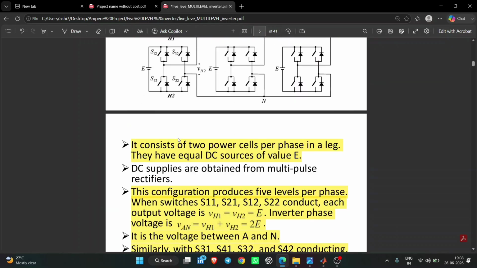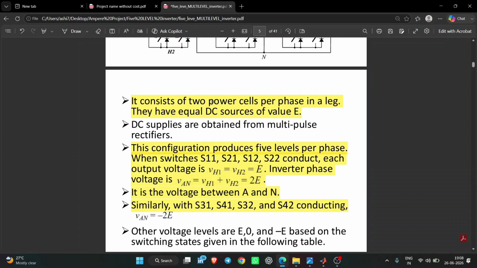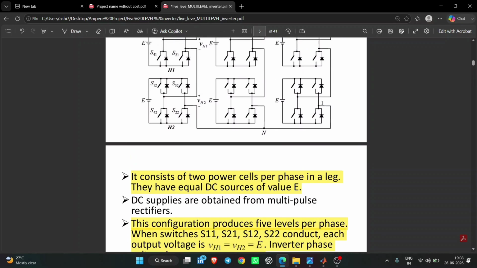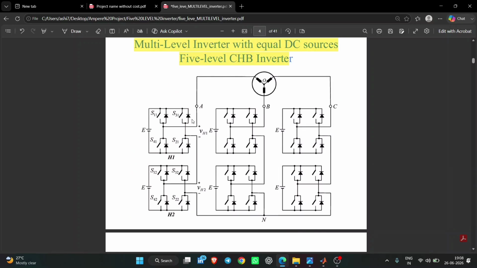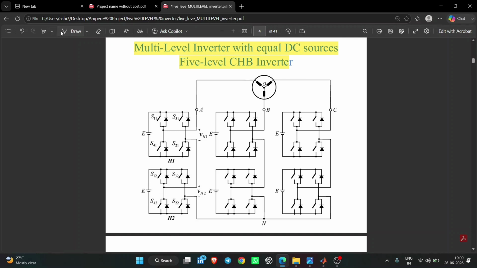Now let's go to some concepts. It consists of 2 power cells per phase in a single leg, meaning a phase is carrying 2 H bridges. To get the 5-level output, suppose E is one level, you will see a waveform like this. There will be levels 1, 2, 3, 4, 5, so a total of 5 levels at the output.